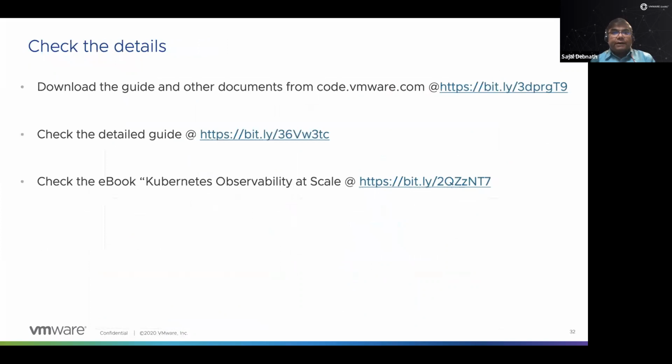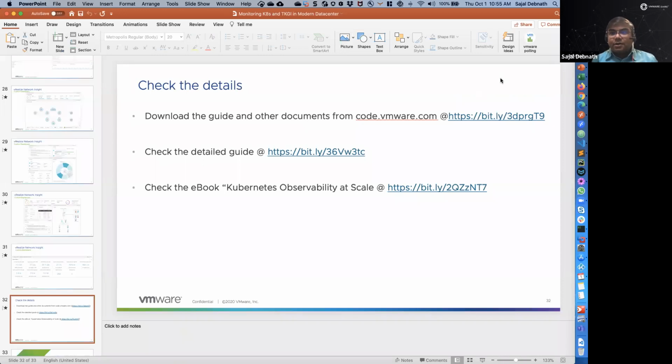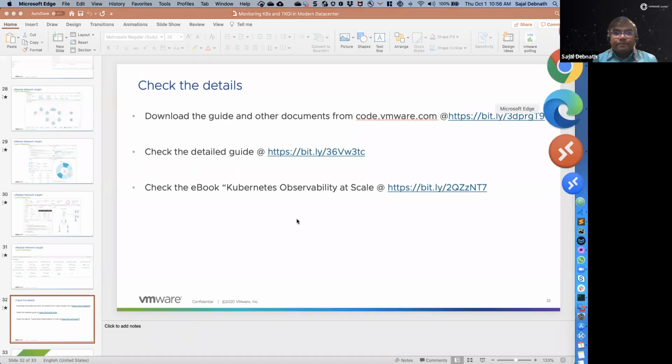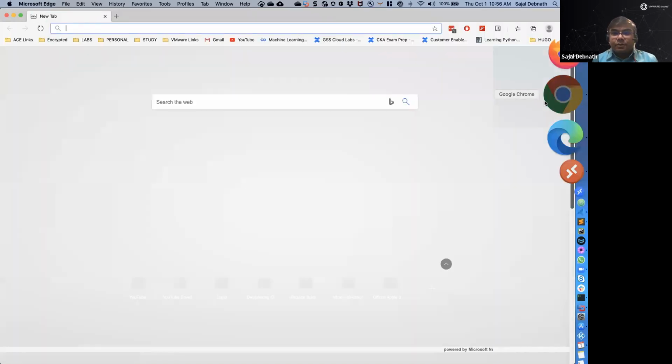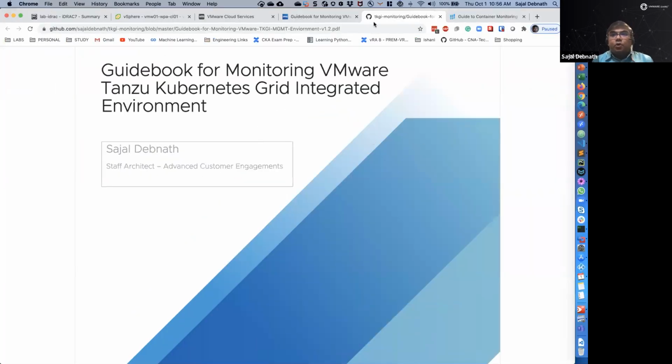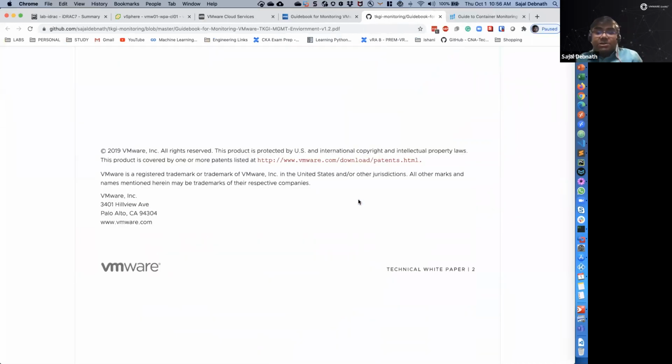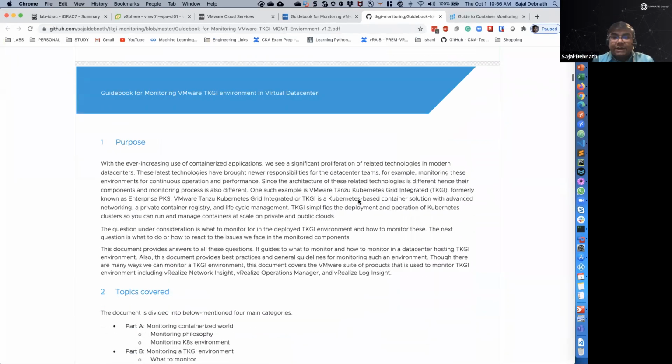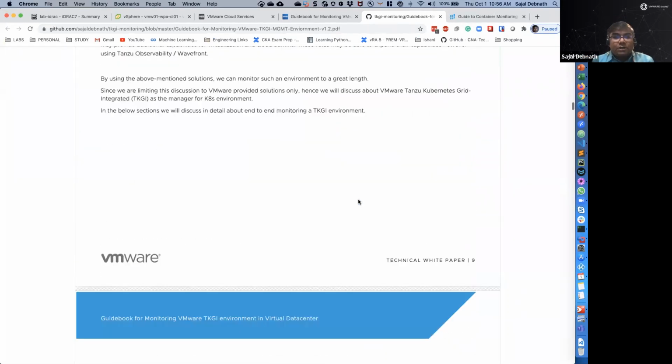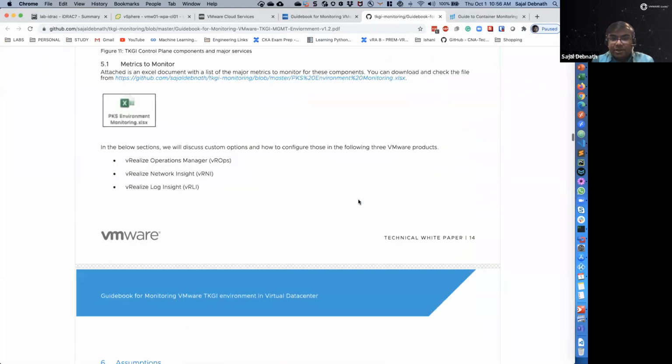And finally, I would say you can check the details. There's a detailed guideline in this documentation. This was a very short presentation, but there's a detailed guideline where you can go ahead and check what it says. And let me show. Yep. So this is the guidebook which you can go ahead and check. It tells you a lot more, like what are the detailed metrics that you need to monitor in a Kubernetes environment.